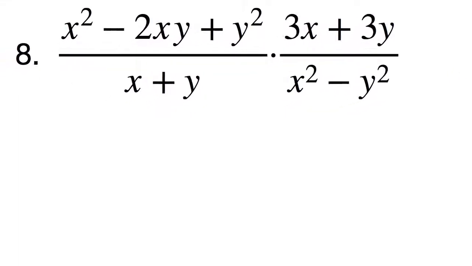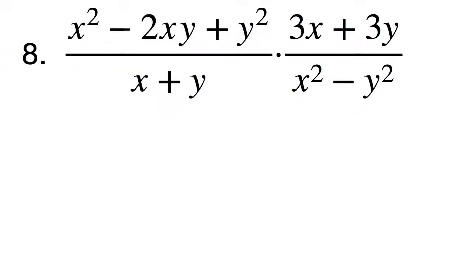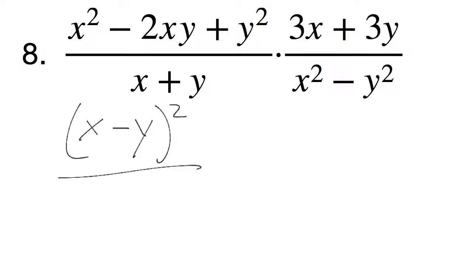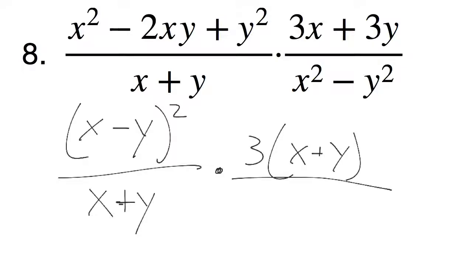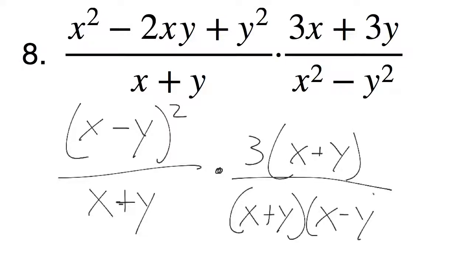Let's factor first, and then cancel where we can and multiply across. We get in the numerator, we'll get (x - y) squared over (x + y) times, I'm factoring out a 3, (x + y) over, I see a difference of squares, so it'll be (x + y) and (x - y).